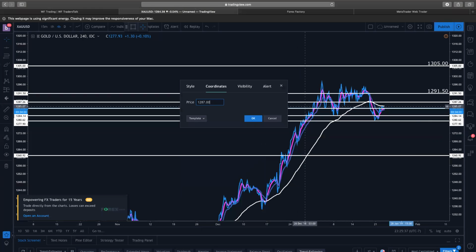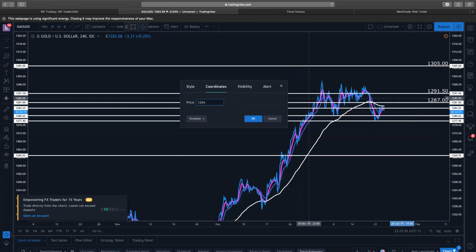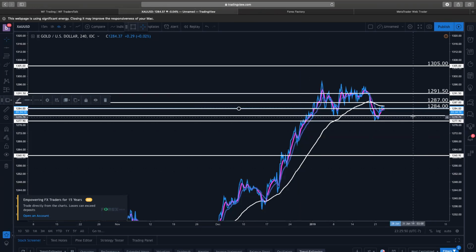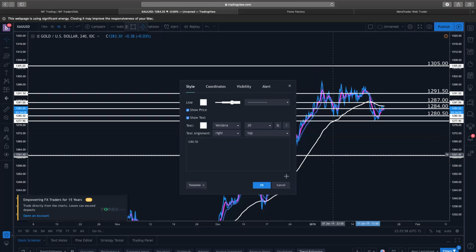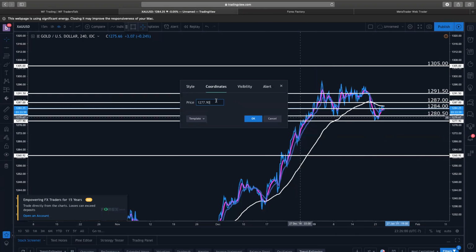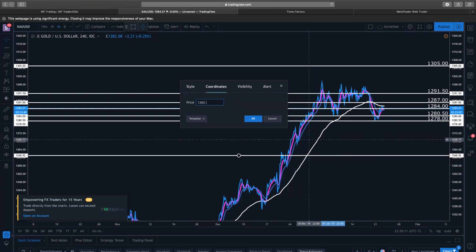I'm going to make these whole numbers because I feel like gold really respects whole and half numbers more than anything. So we turn all of these to either 0.5 or 0.0. Cool. So this is what we got right here, 1261.00.